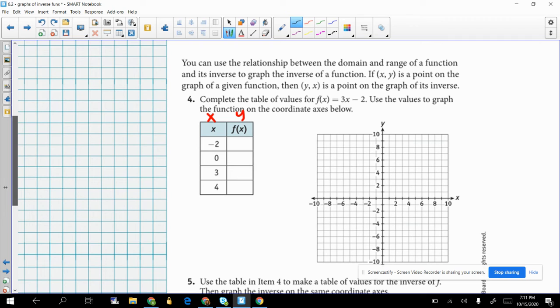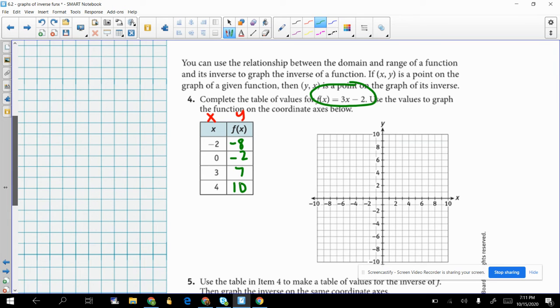It says complete the table of values for f of x equals 3x minus 2. So let's go ahead and do that here. f of x equals 3x minus 2. Let's first plug in negative 2. 3 times negative 2 is negative 6 minus 2, negative 8. 3 times 0 is 0 minus 2, negative 2. 3 times 3 is 9 minus 2, 7. And 3 times 4 is 12 minus 2, 10.